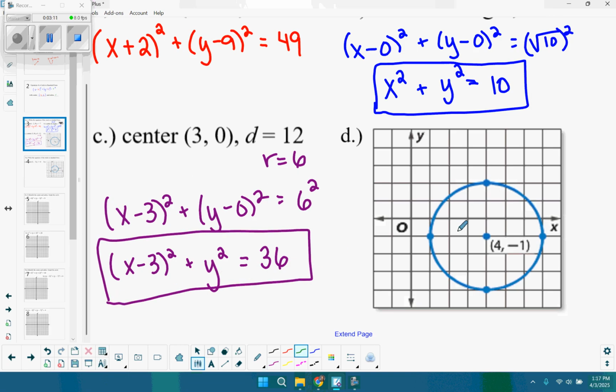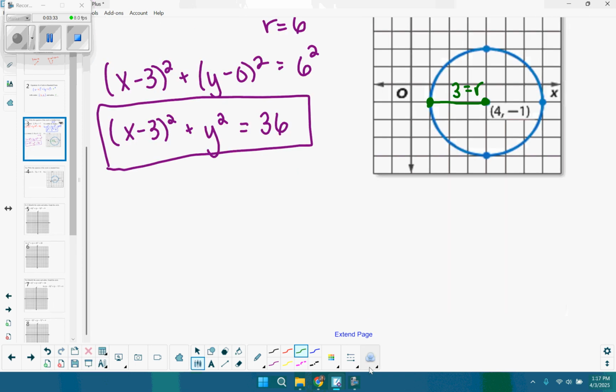Our last example, they're giving us a picture. The center is (4, -1). The radius I can find by counting either a horizontal or vertical line. The radius connects from the edge to the center, so this line right here would be a radius. And this line right here is 1, 2, 3 boxes long. So my r for this problem is 3.